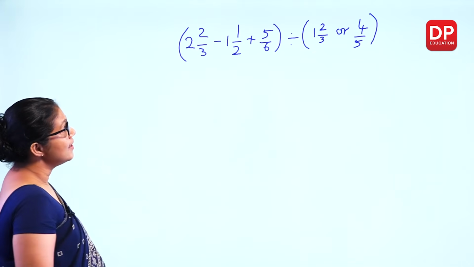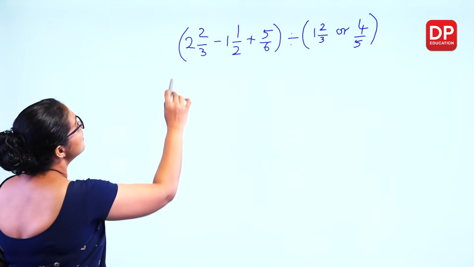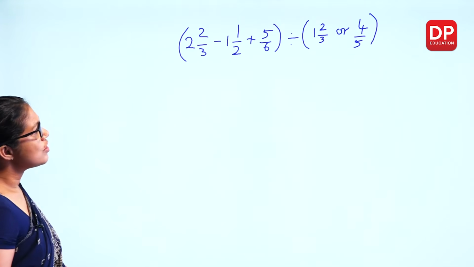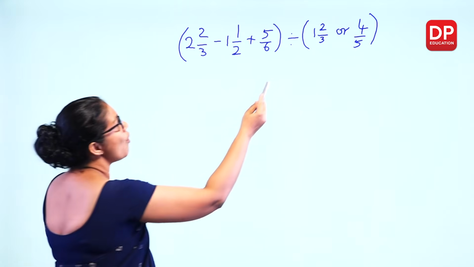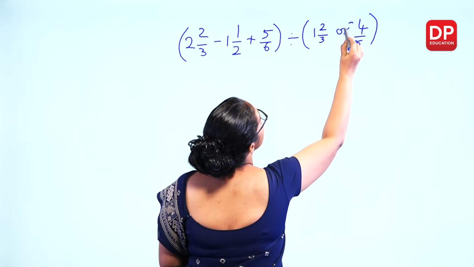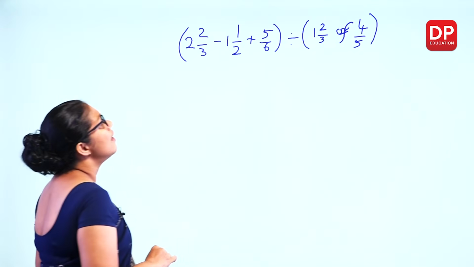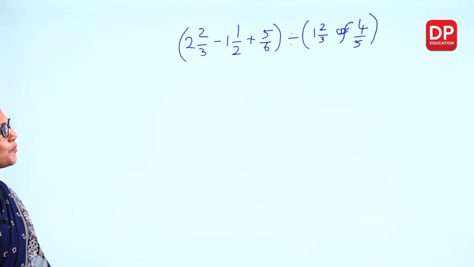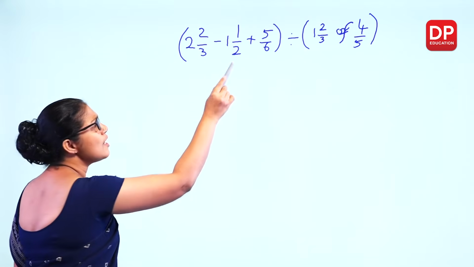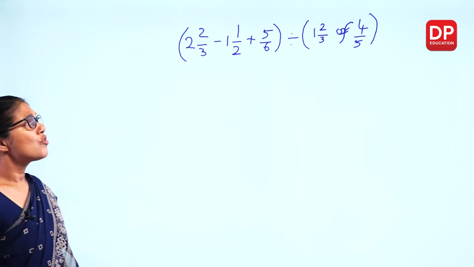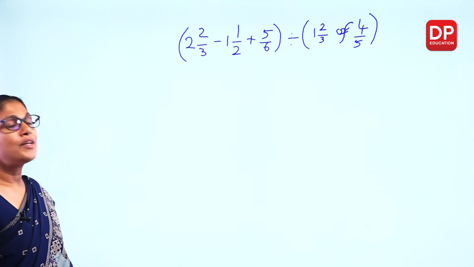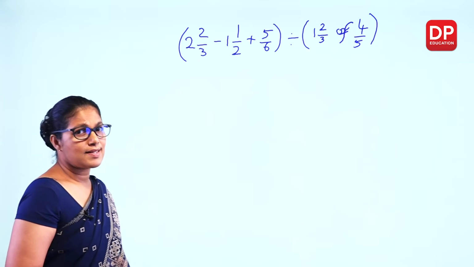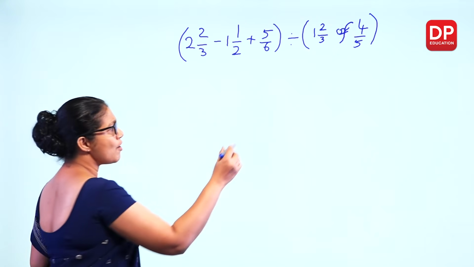Now we'll see. You get several fractions, addition, subtraction, and then you get the word 'of'. How can we do this? So here what we do. Now here several operations are there. So you need to know the order of operations. I think in primary classes you have done this. Order of operations.